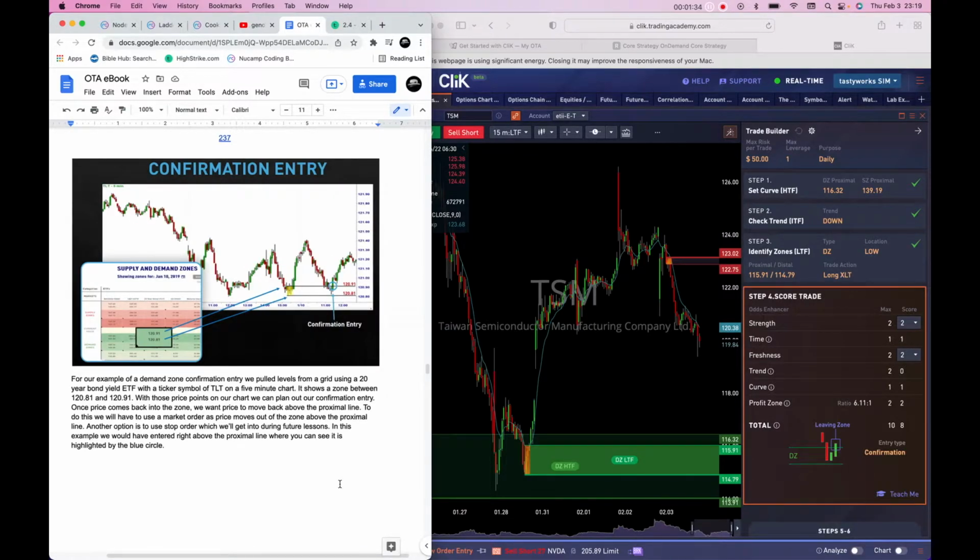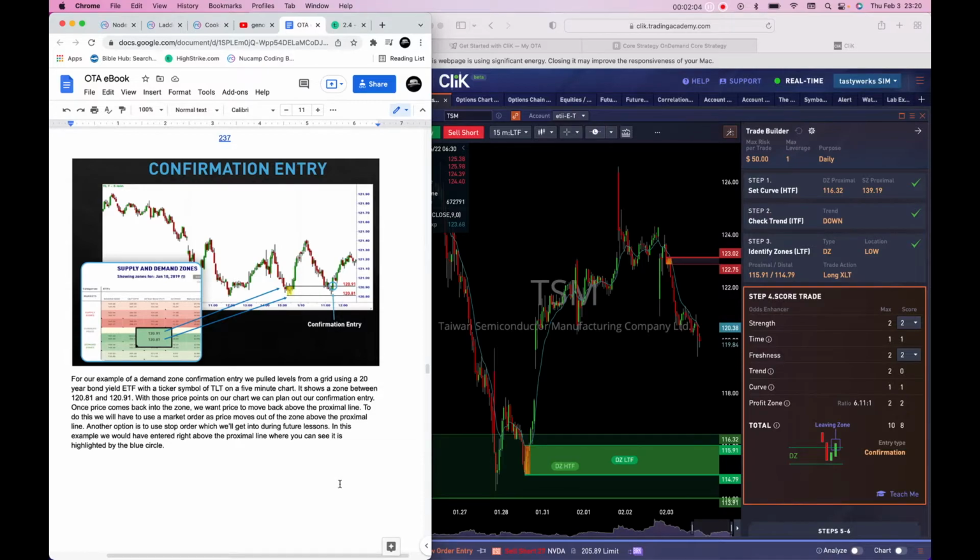For our example of a demand zone confirmation entry, we pulled levels from a grid using a 20-year bond yield ETF with a ticker symbol of TLT on a 5-minute chart. That's the example you see there on the left side of the screen. It shows a zone between $120.81 and $120.91. With those price points on the chart, we can plan out our confirmation entry.